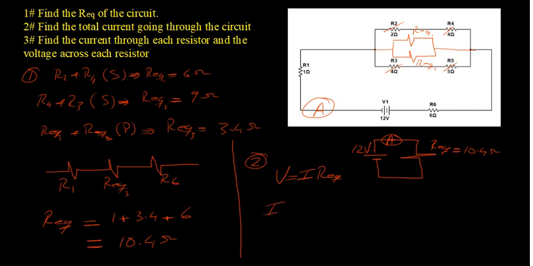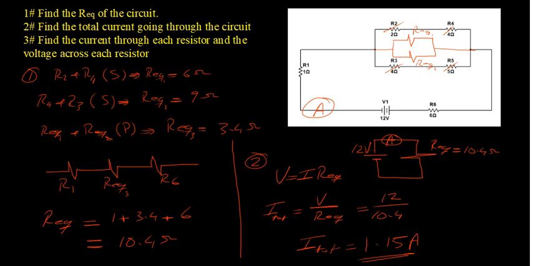The total current equals the voltage divided by the equivalent resistance. This is 12 divided by 10.4. That will give me my total current, and it is 1.15 ampere. That's the total current going through this circuit.